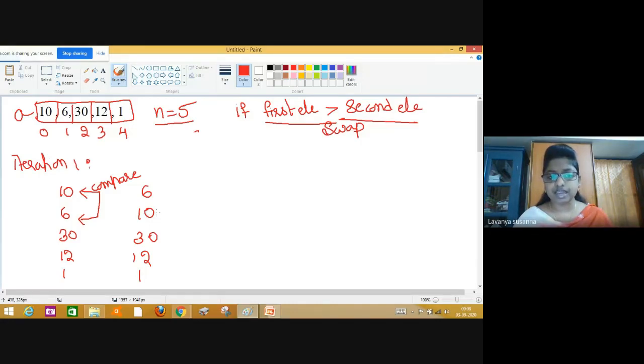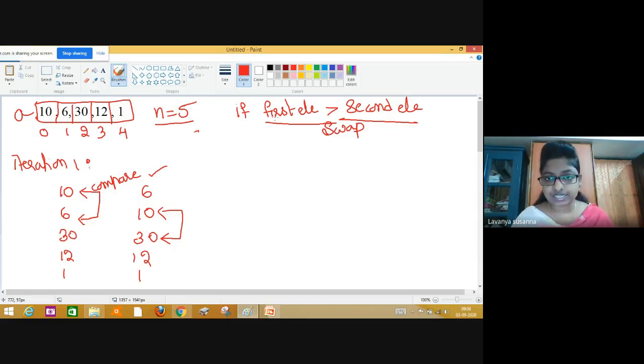Students, if there are any doubts, you can respond in the middle of the class. I hope you understood this. Now, this is the resultant array. First element and second element comparison is completed. Now you need to compare the second element and third element.